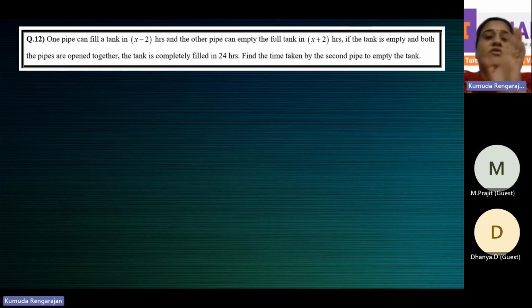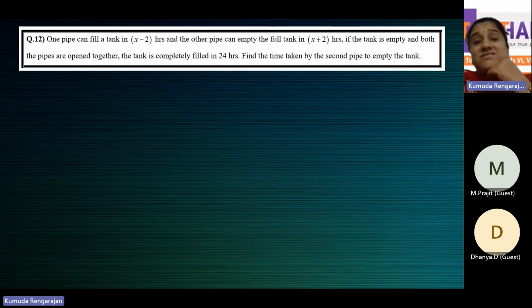That's why at a point it's filled. The tank is completely filled in 24 hours, in one day, if both the pipes are working together. Then thereafter it will be full only, because the water will keep coming from the filling pipe. It will be full and it will be emptying also. So it will always be full.